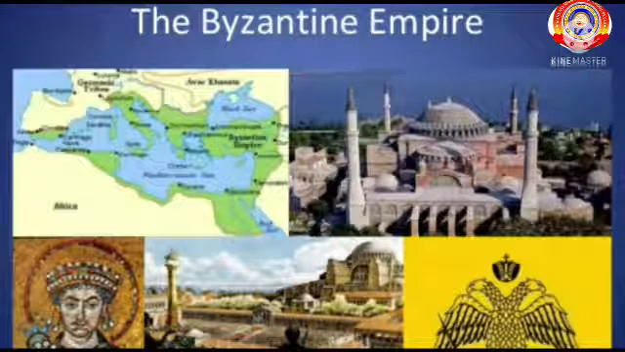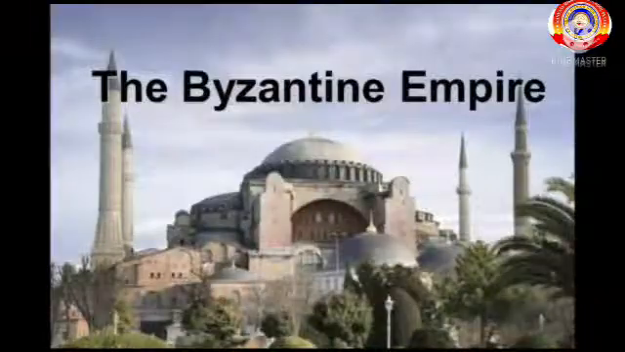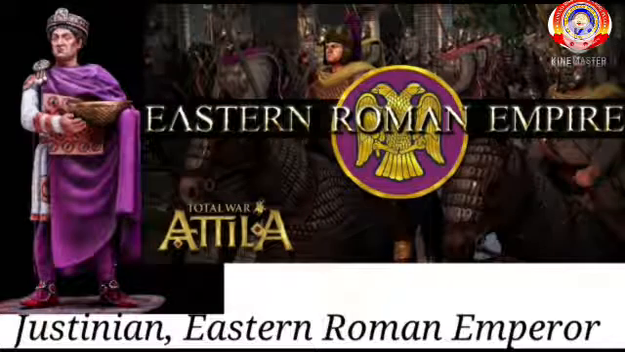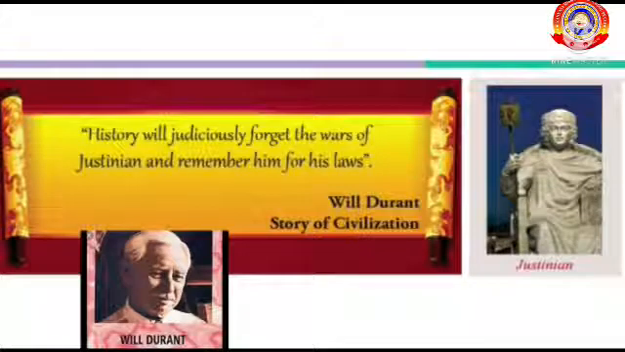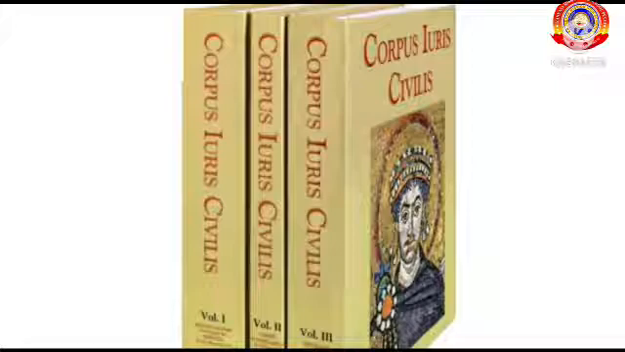Constantinople was earlier known as Byzantium. Hence, the Eastern Roman Empire was otherwise called the Byzantine Empire. Justinian was the famous Eastern Roman Emperor. The observation of Will Durant about Justinian: history will judiciously forget the wars of Justinian and remember him for his laws. The greatest contribution of Justinian is the codification of all the existing Roman laws into a code of law. This is known as Corpus Juris Civilis.